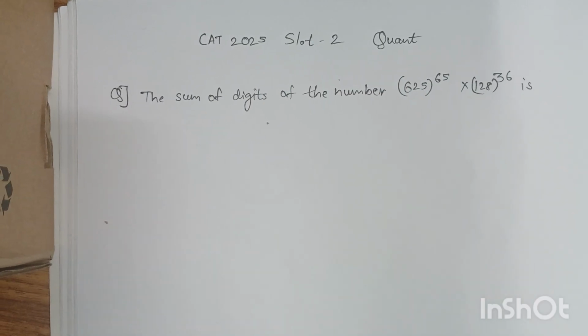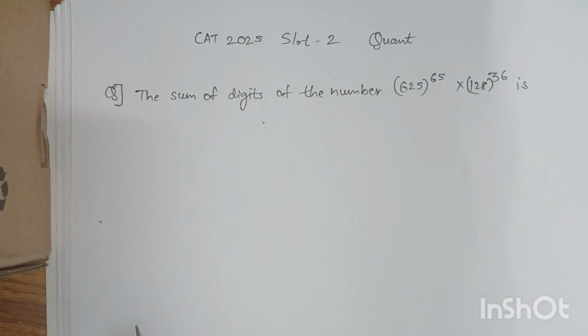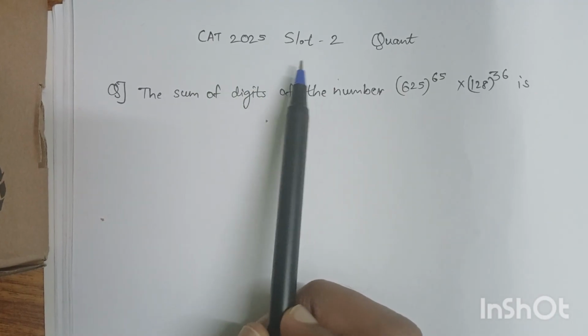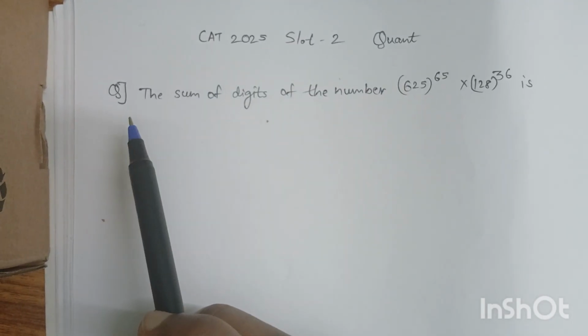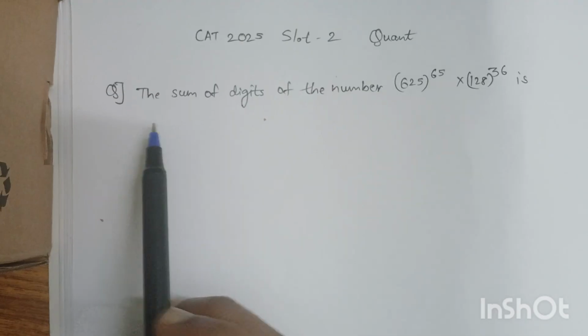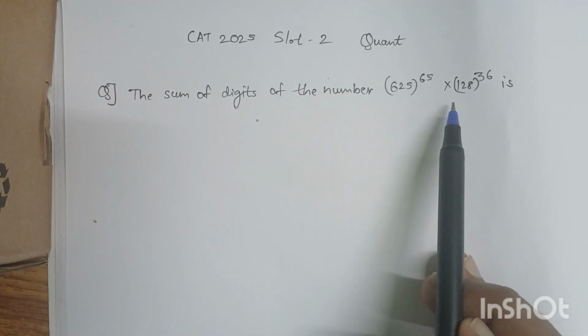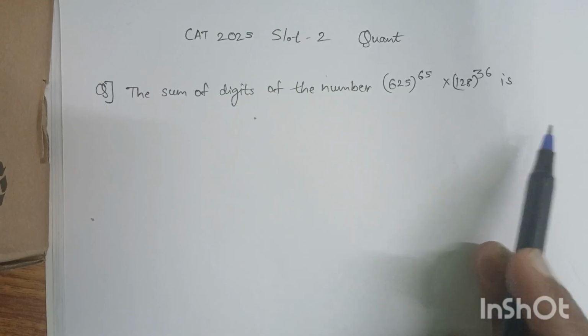So I will be providing the solution of this problem. The problem is from CAT 2025 slot 2 quant. The problem is as follows: the sum of digits of the number 625 power 65 into 128 power 36 is.